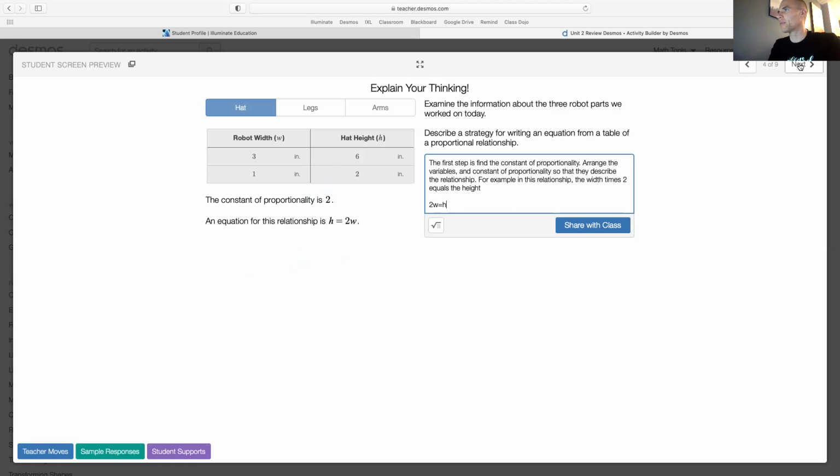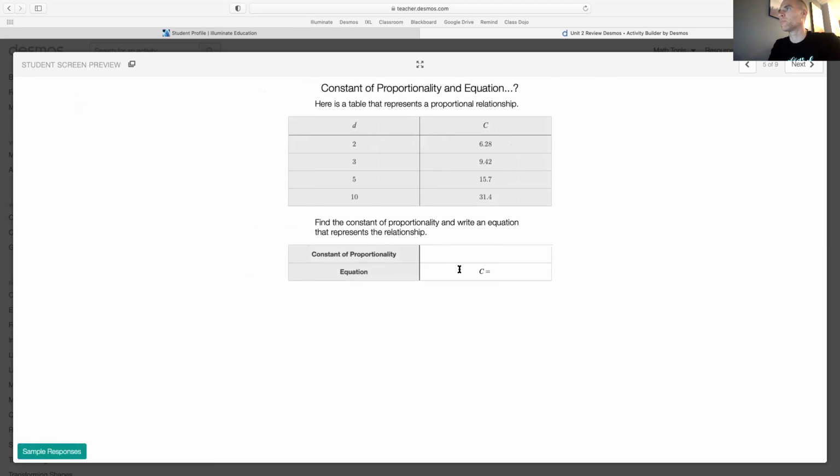All right, next. Here is a table that represents a proportional relationship. Find the constant of proportionality and write an equation that represents the relationship. See, even in the instructions here, the final thing you're supposed to do in this question is write an equation, and the first thing they want you to do is find the constant of proportionality. When you're taking that test tomorrow, please find that constant of proportionality first, and then that's the number that you need to throw in your equation.